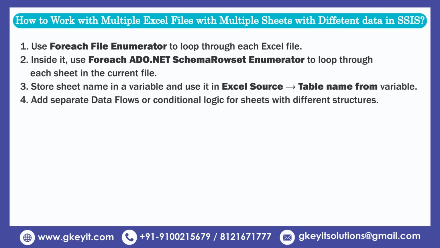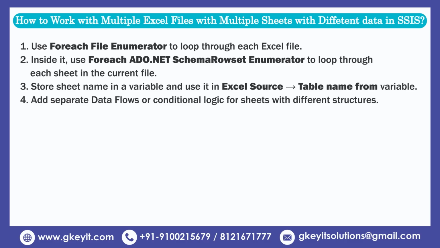Use a Foreach File enumerator to loop through each Excel file first. Inside it, use a Foreach ADO.NET Schema Rowset enumerator to loop through each sheet in the current file. Store the sheet name in a variable and use it in the Excel source as the table name from the variable. Add separate data flows and conditional logic for sheets with different structure.